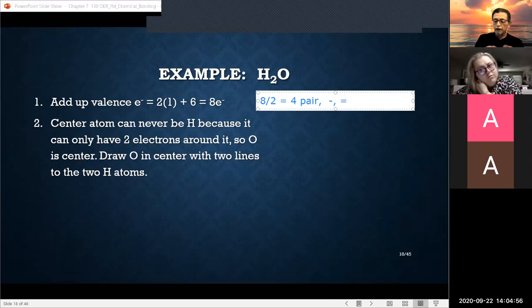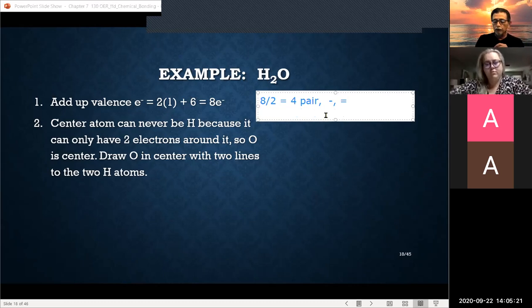Okay? And by drawing a hyphen or a line, 2 lines, each one represents a pair. So I got 4 pairs to work with. And now with 8 electrons, that's not a lot, but you could have up to 32. And sometimes it's easier to just divide by 2, and you say, I got 4 pairs, keeping in mind there's 2 electrons per pair, okay? And so I got 4 pairs to work with.